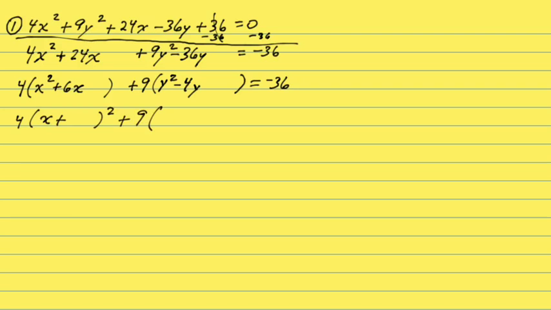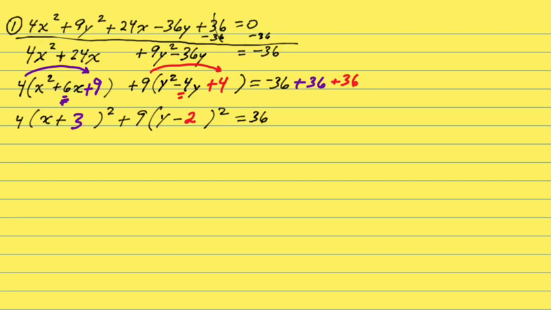So all I'm doing is rewriting it and leaving some blanks. To complete the square, you take half the middle. What's half of 6? 3. 3 squared goes up here as a 9. In reality, you added 4 times 9, or 36, so you'd have to add 36 to the other side. The other one, you're going to take half the middle here. Half of 4 is 2. 2 squared is 4. You really added 9 times 4, or 36, so you have to add another 36. That makes this equal 36.